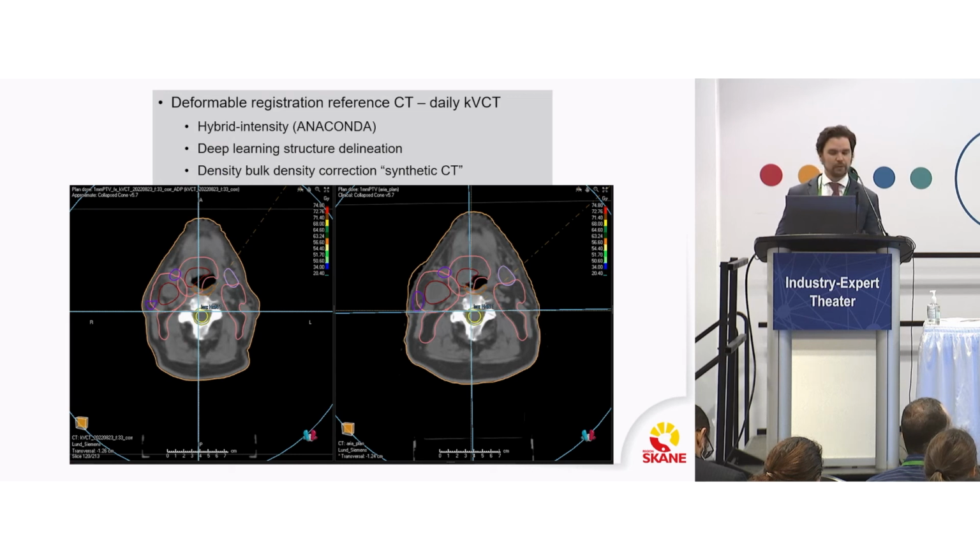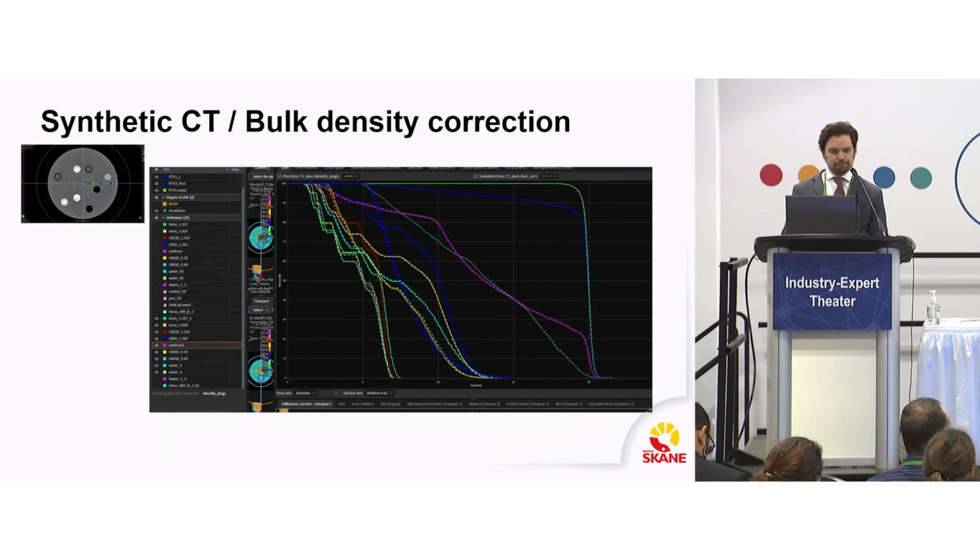The deformable registration is a hybrid intensity-based one. Also, we did some deep learning structure delineation on some selected organs at risk. The bulk density correction creates a synthetic CT based on the information you have. Of course this was not the main part of this research, but we did verification of the bulk density correction, and not much to add here. The recent upgrade to ClearRT has brought significant improvements.